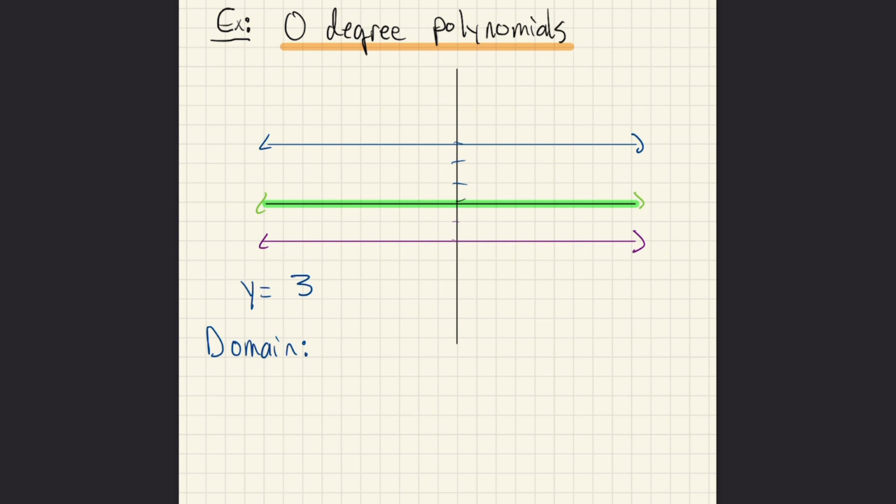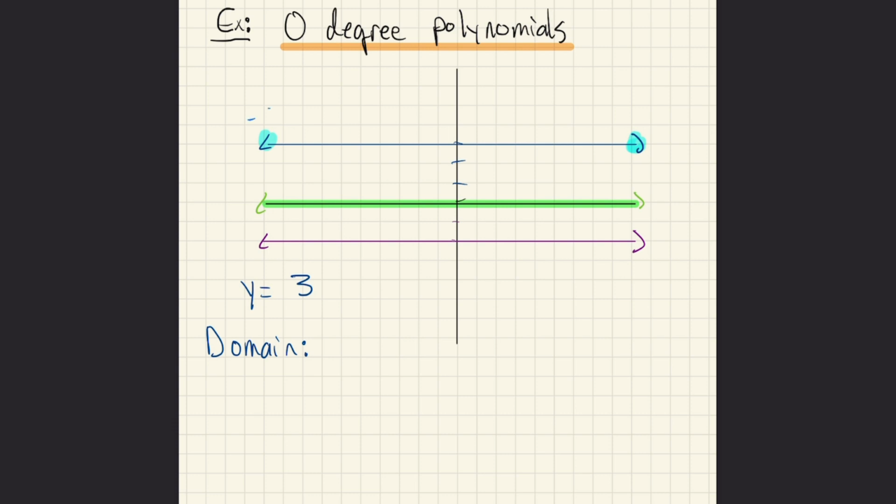The domain pertains to all the x values, right? Or the limitations to the x values that are present in this function. Now, since we can see over here that there are arrows pointing in both the negative and positive directions, we can say that the domain, or the x values, range from -infinity to positive infinity. And I would label it like this on the graph.